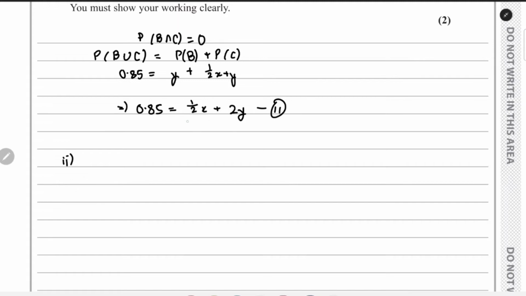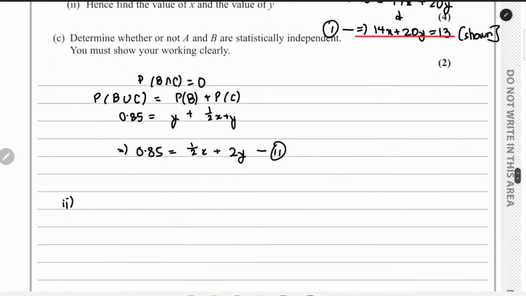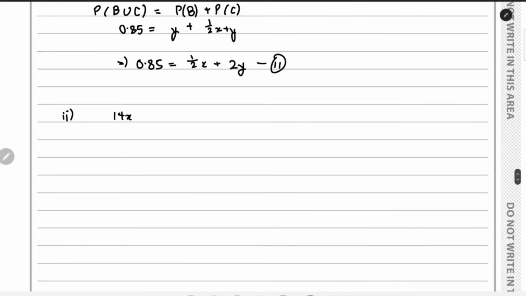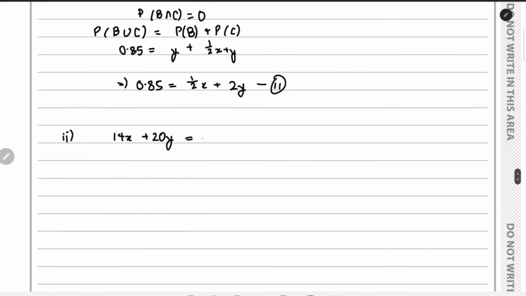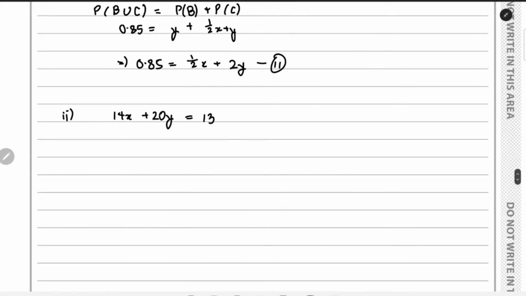So if we take x as the subject of this equation, we'll get half x equals 0.85. I think the elimination method will be easier over here. So we have 14x plus 20y equals 13, and half x plus 2y equals 0.85.